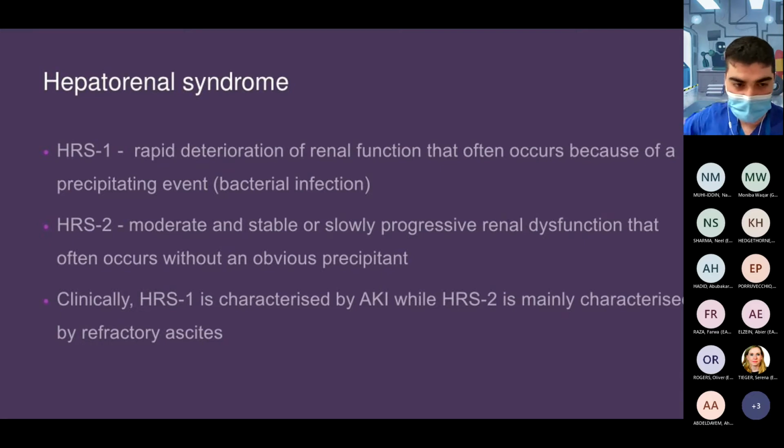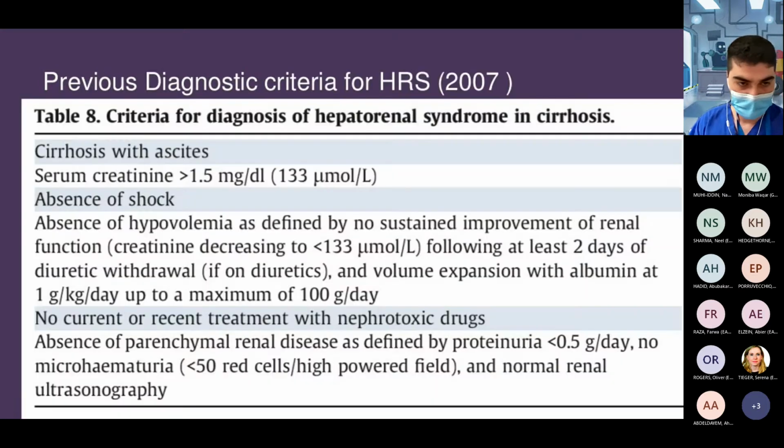HRS2 are the kind of patients that we normally see in clinic. They're the patients who don't have an acute AKI, who slowly have declining renal function. Commonly, they'll have very difficult to treat ascites. So those are the two classical definitions: HRS1, which is the ones that we see as inpatients, and HRS2, which is what we normally see in outpatient settings.